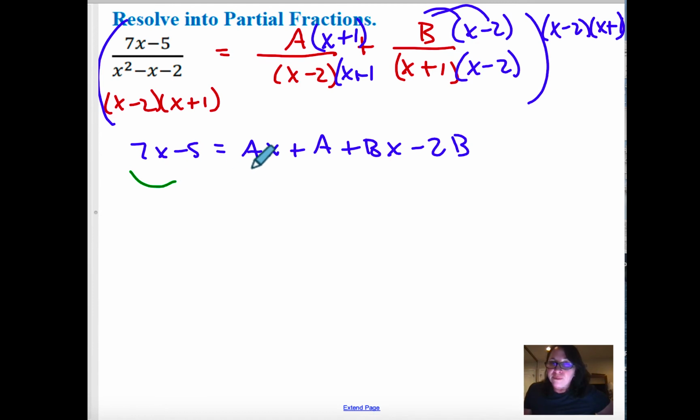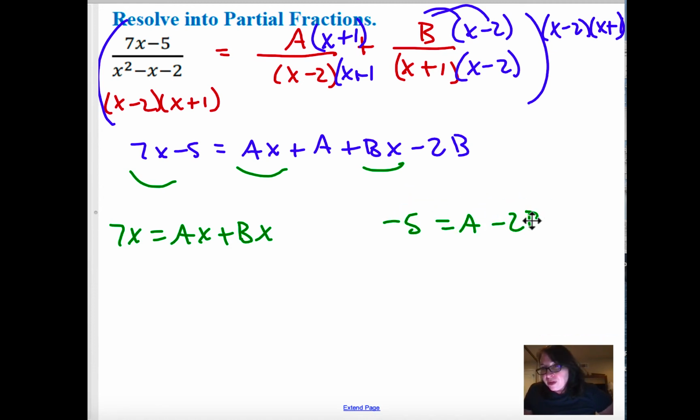So we're going to combine like terms. We've got 7x is equal to ax plus bx. And then the other values we have are negative 5 is equal to a minus 2b. Now, if you're looking at the left side here, what you should be seeing is that every one of these terms has an x. So it is very easy to eliminate that x because you're going to divide by every single thing. So we have 7 is equal to, see how these x's are going to cancel? And so that's equal to a plus b.